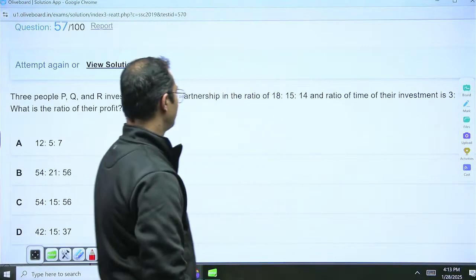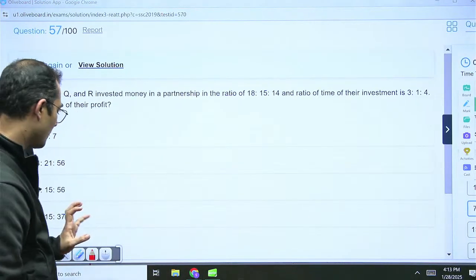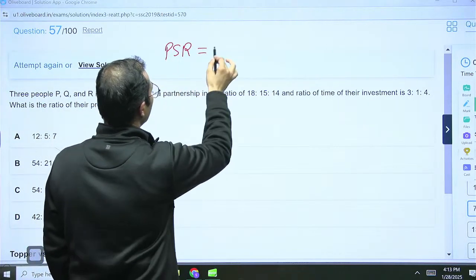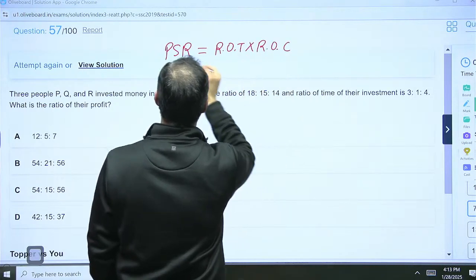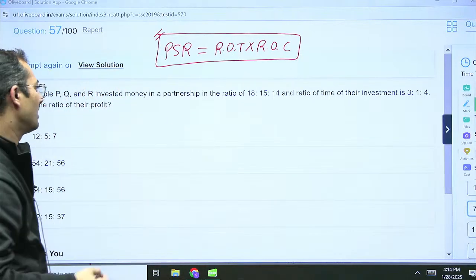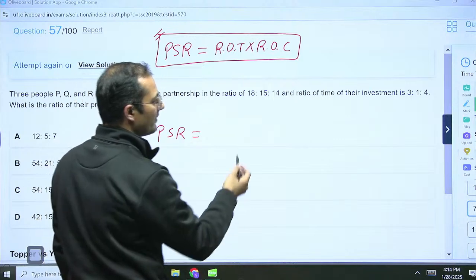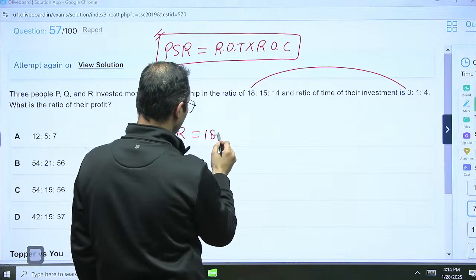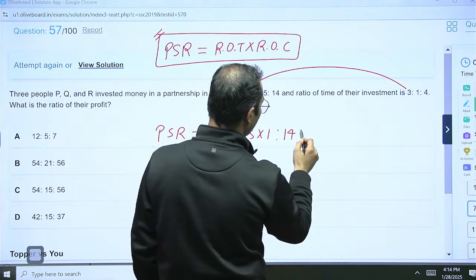Question number 7. See, here the question belongs to partnership, right? So we must know that the profit sharing ratio must be equal to ratio of time into ratio of capital, right? So simply we can say that profit sharing ratio is equal to, so we always multiply the respective units, right? So 18 into 3, that is 15 into 1, that is 14 into 4, right?